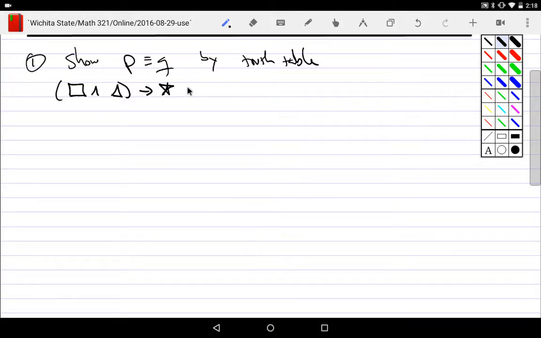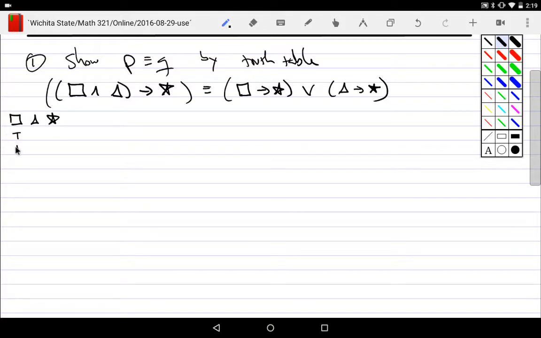So if I look at this particular thing, this should be logically equivalent to a square implies the star. And then with the right-hand distribution, we flip conjunction to disjunction, and we get a triangle implies a star. So I'm not using P, Q, and R, I'm just being weird. If I want to show this by truth table, I want to show the left biconditional the right. And so we're going to have three simple objects: square, triangle, and star.